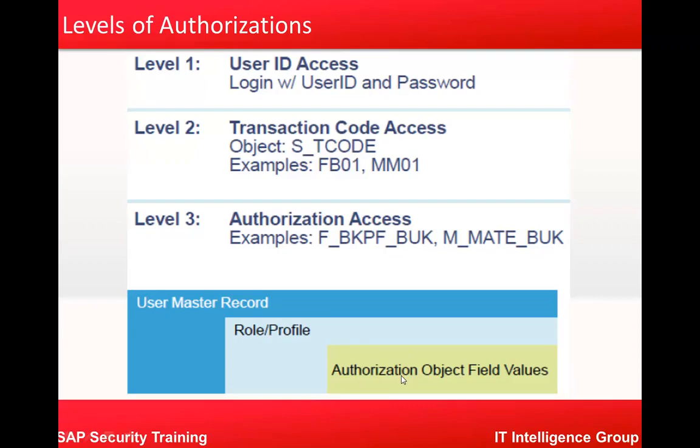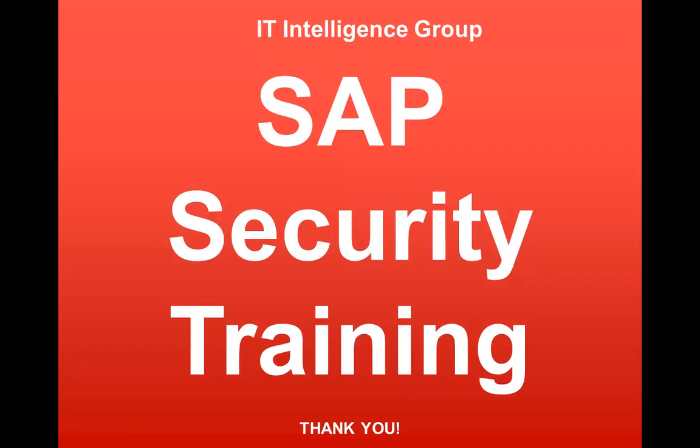And how do we maintain them? We can see there are three different levels: user ID access, transaction code access, and object level access.